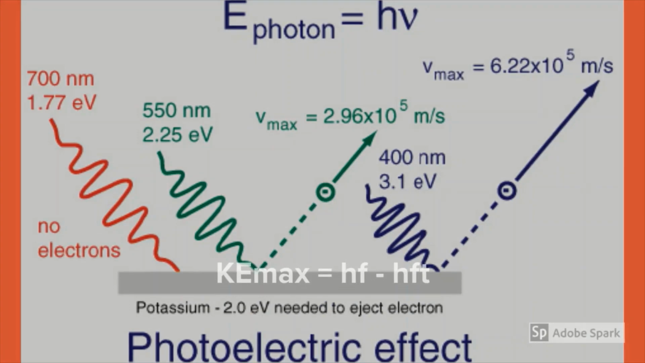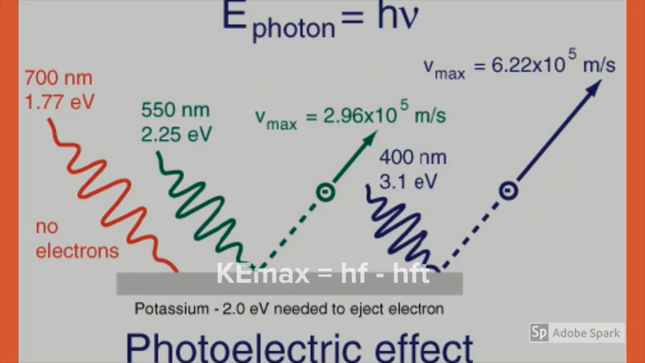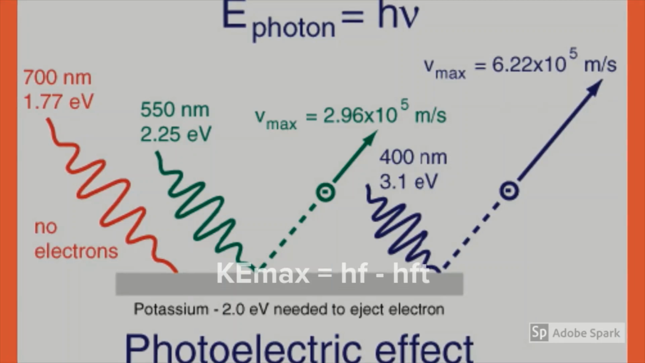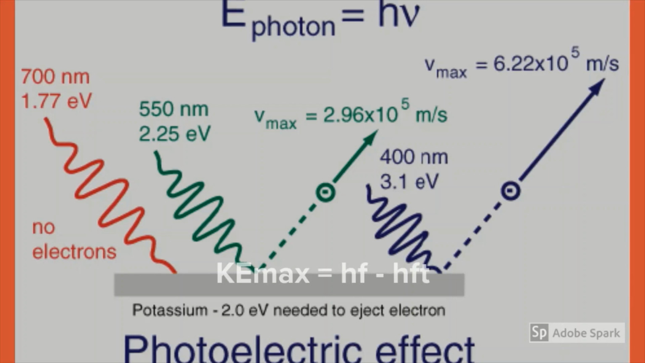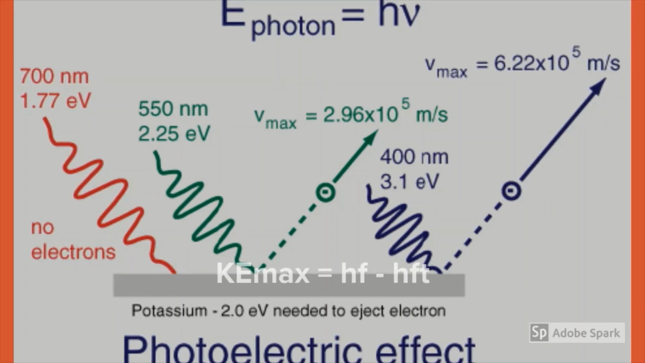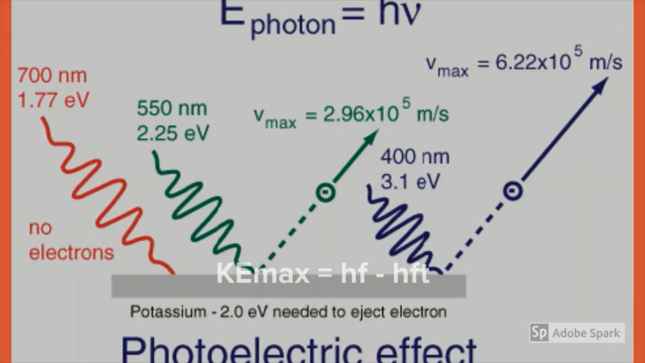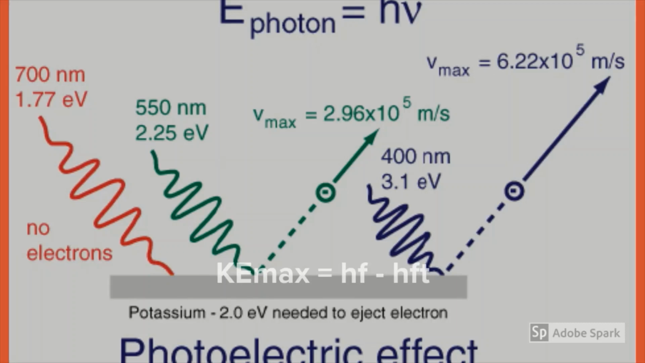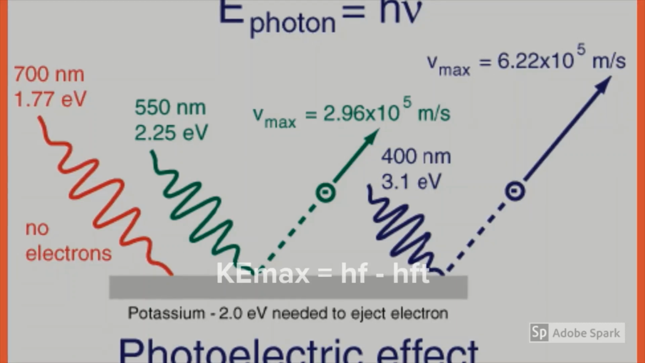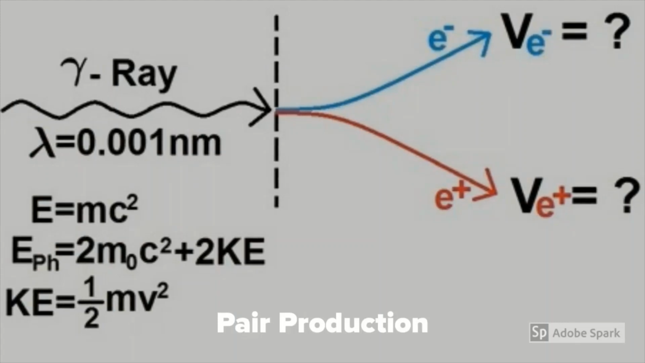When electrons are emitted from a sheet of metal after light is shined on it, it's called the photoelectric effect. As a photon strikes a metal, the photon is absorbed. The photon causes an electron to be released from the metal, and the photoelectron is sent out. For the electron to be emitted from the metal, a certain amount of kinetic energy is needed, and the following equation is used to find out if electrons will be emitted, and that is kinetic energy max equals hf minus hf0. Pair production. It is the conversion of a radiation quantum into an electron and a positron.